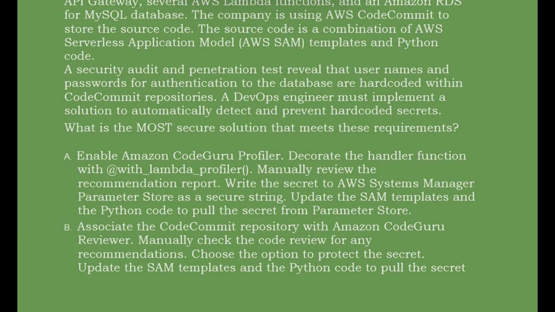Option A, enable Amazon CodeGuru Profiler. Decorate the handler function with the lambda_profiler function. Manually review the recommendation report. Write the secret to AWS Systems Manager parameters stored as a secure string. Update the SAM templates and the Python code to pull the secret from the Parameter Store.